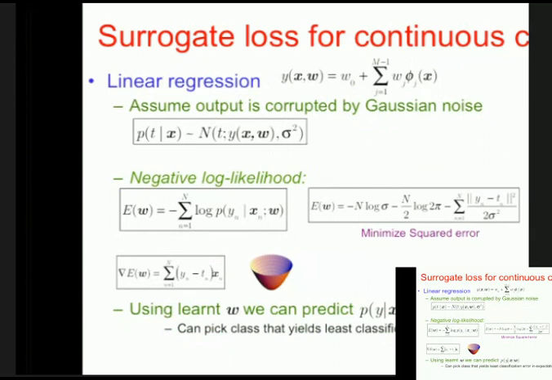And what about the continuous case? In machine learning, we talk about classification type problems where the output is one or the other, or the output is one of many.